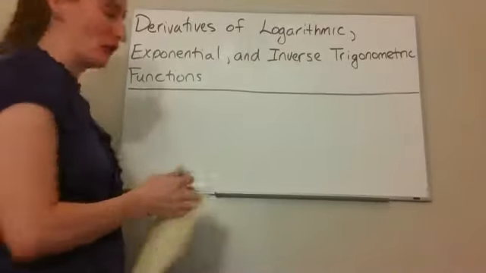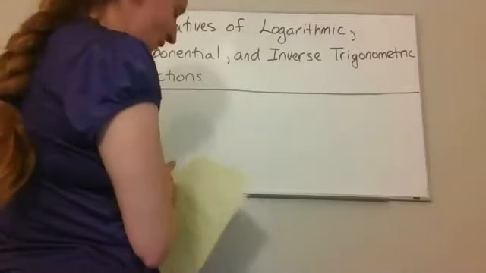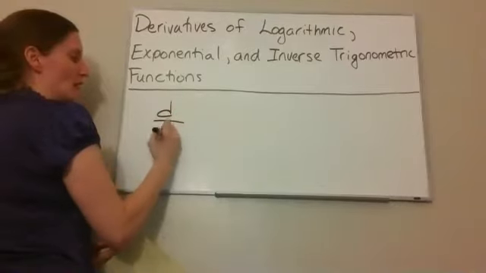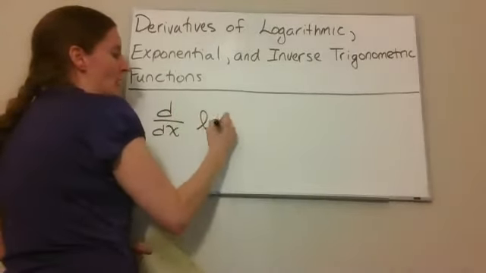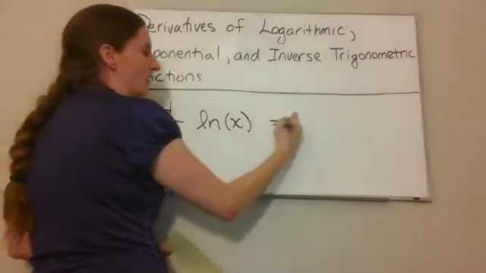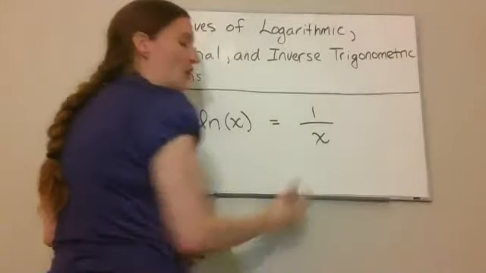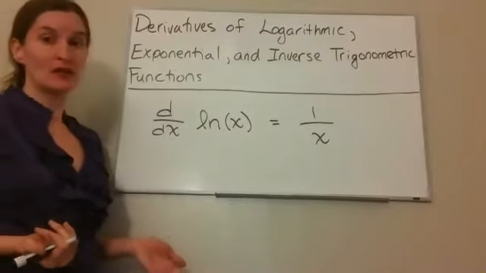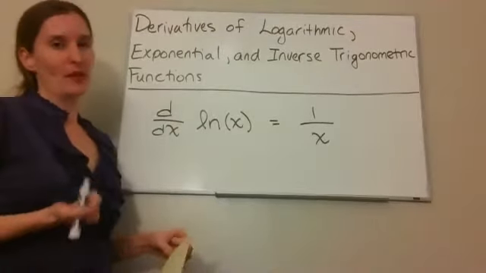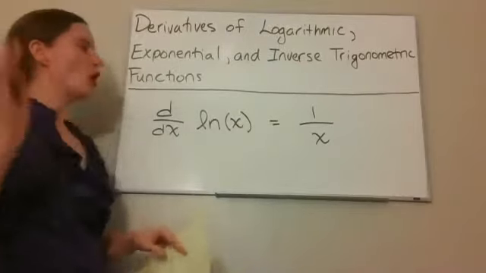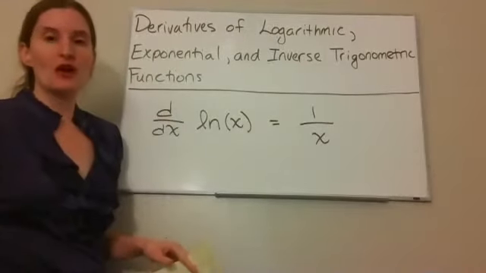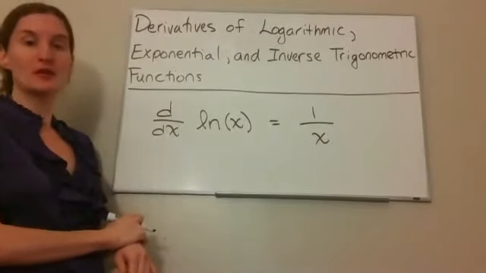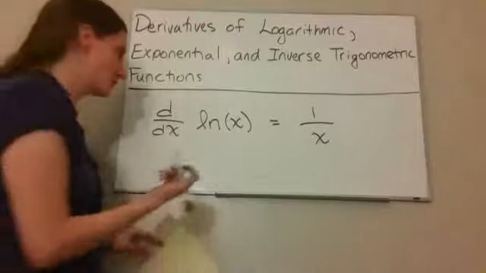Let's start with our logarithmic functions. In particular, let's start with the natural log. The derivative of natural log of x is equal to 1 over x. So this rule, I would honestly suggest that you memorize it. It comes up quite a bit, and out of all of the logarithms, we use the natural logarithm the most in calculus. So this is by far the most important logarithm differentiation rule.